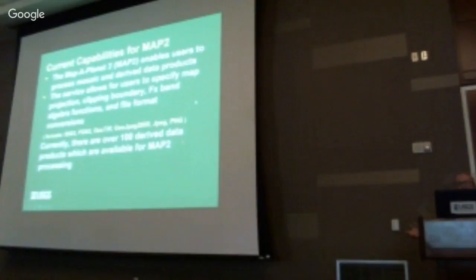Similar to the map projection on the web, the Map of Planet 2 service lets you work with derived products, so mosaics and other products that are stored on Astropedia, which is part of the astrogeology website. Again, you can do map projection, clipping boundaries. This also includes the FX function from ISIS. We've got some canned ones built in there depending upon the mosaic that you're looking at.